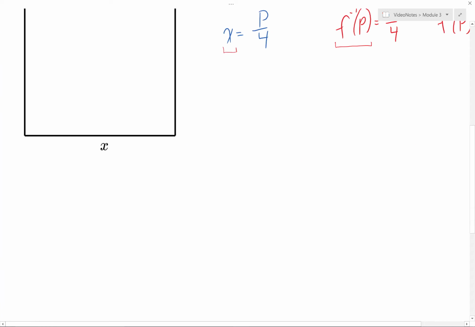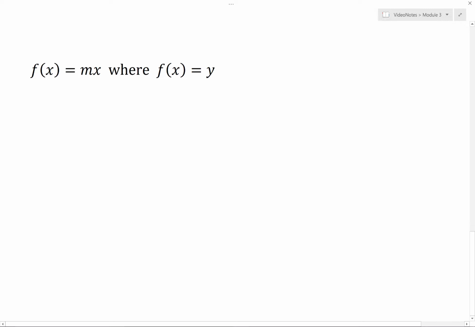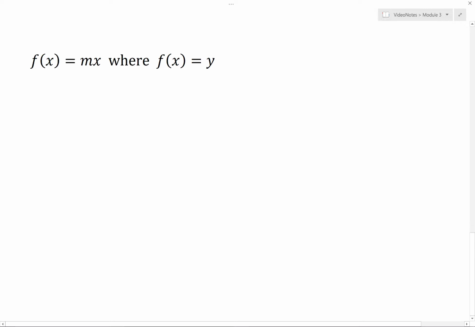We also saw that we can use similar reasoning even if our function is defined using parameters. Recall that a parameter is a letter that represents a value that is fixed within a context but can change if we change our context. For example, suppose f of x is equal to m times x, where f of x is equal to y. In this case, x is our input or independent variable, y is our dependent variable, and m is a parameter.